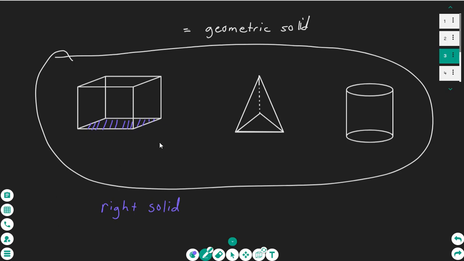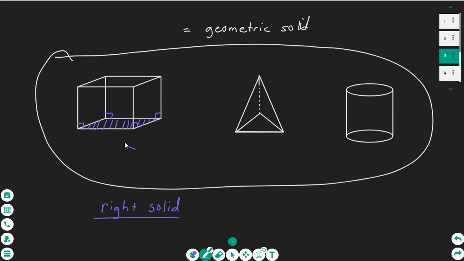And if the lines extending up from the base are at a right angle to the base, so if you look at this, this forms a right angle, right? This one also forms a right angle. All of them, in fact, form right angles with the base. And if that is the case, then we give this a specific name. We call this a right solid.